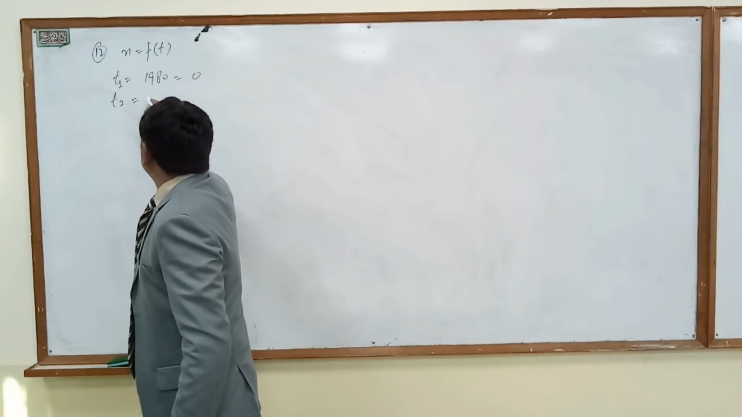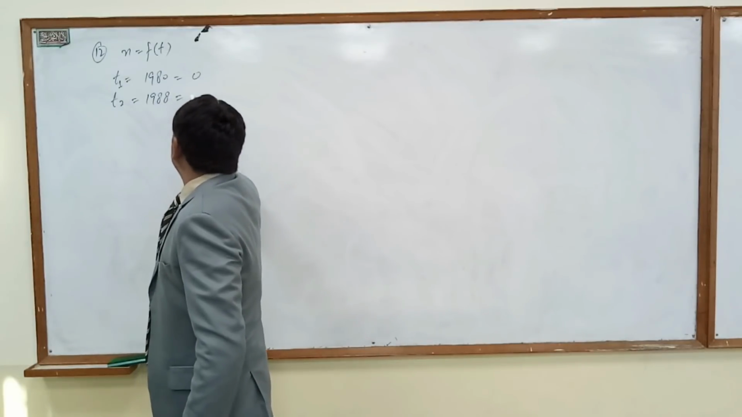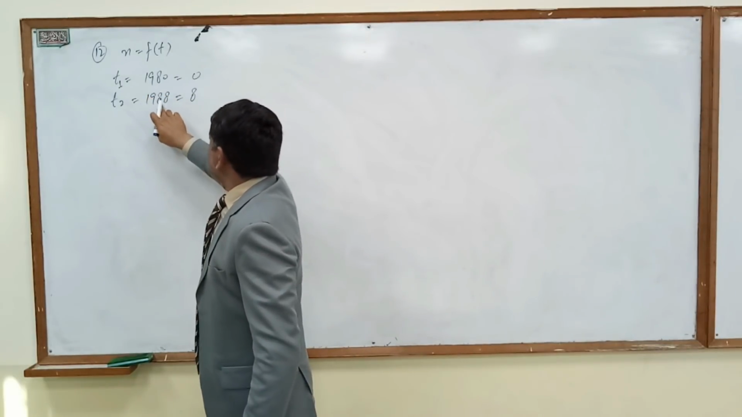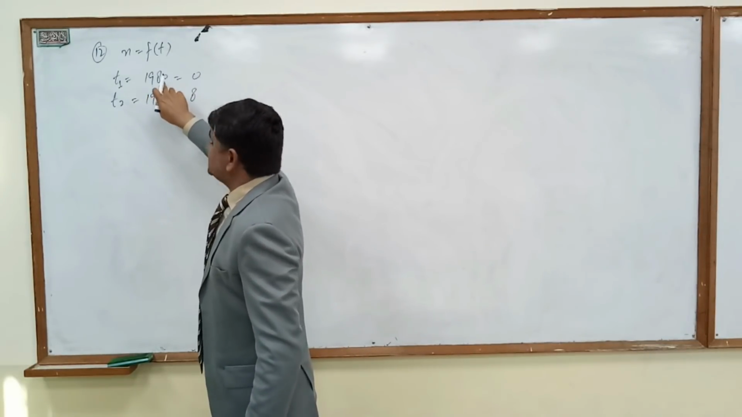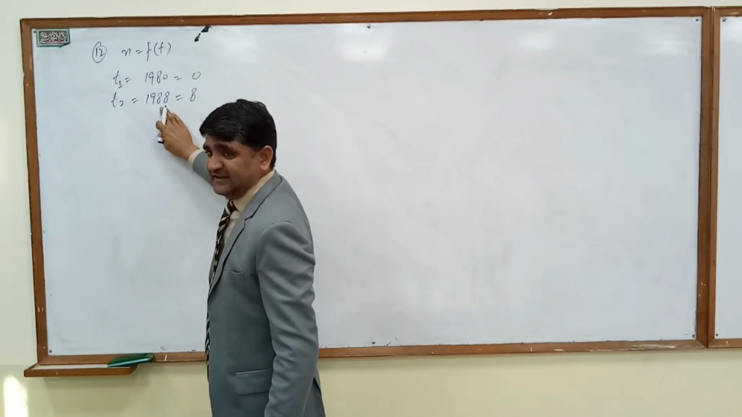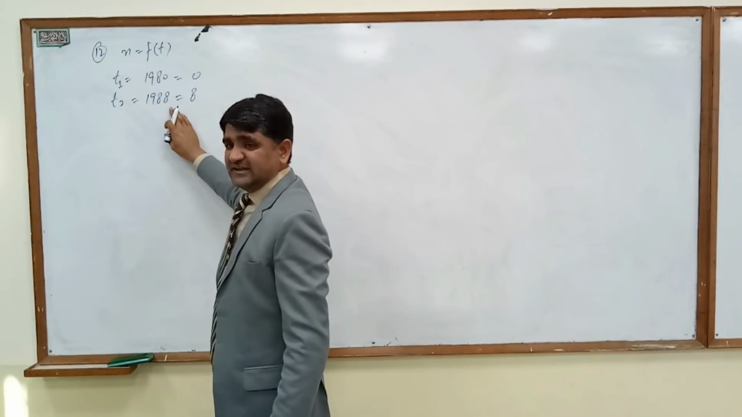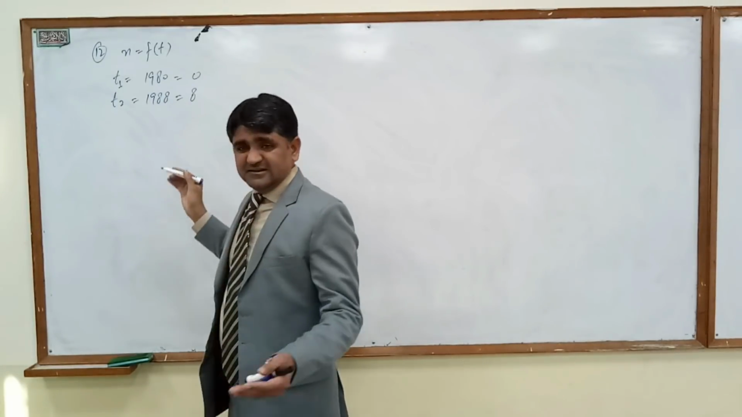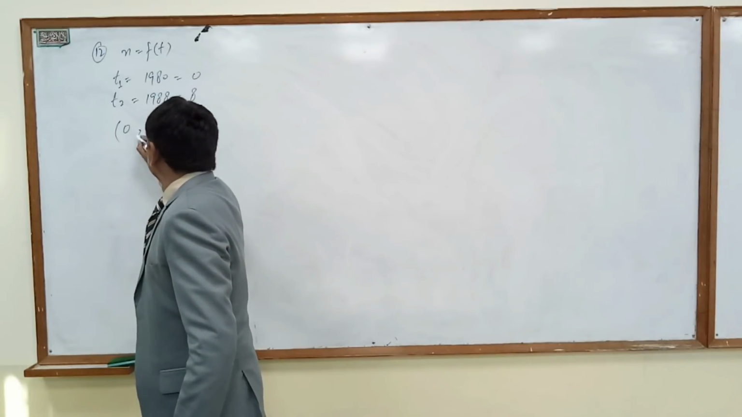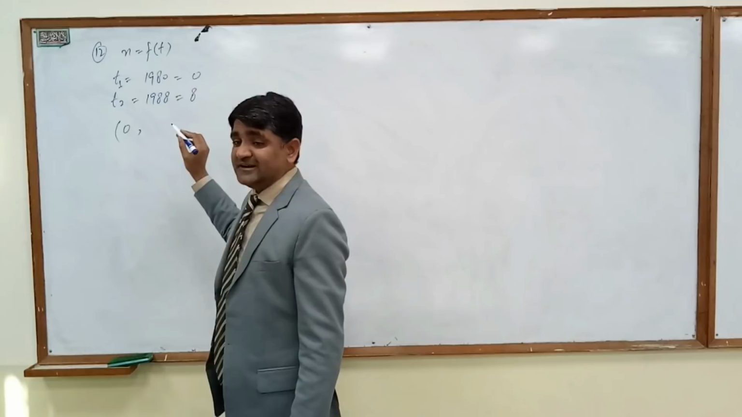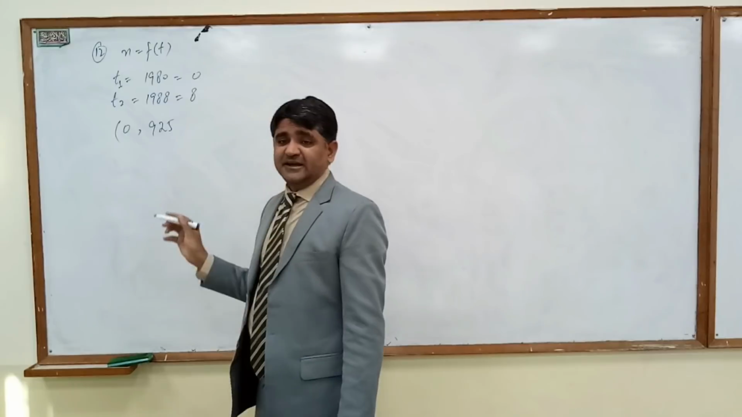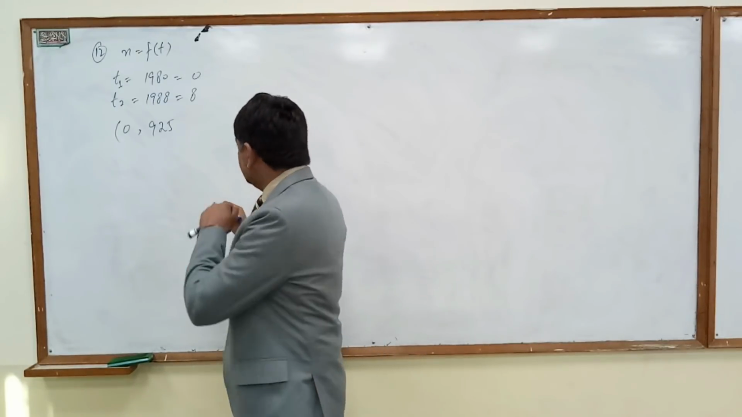T2 is 1988, so its value is 8, because the first point is 1980 and the second point is 1988. So the value of t is 8. So we can draw the 2 points: when time is 0, the number of injuries is 925.